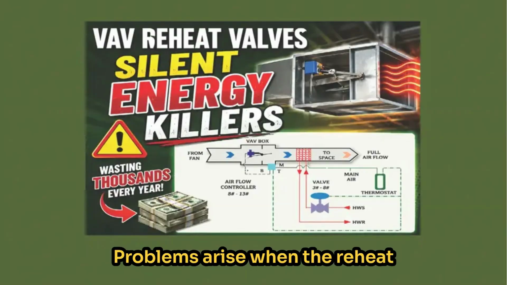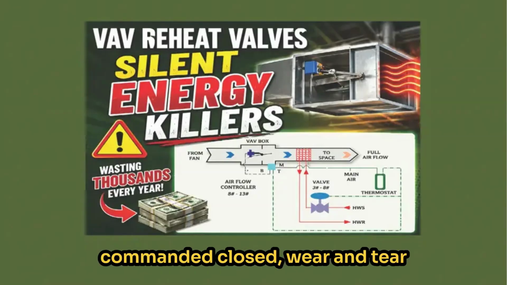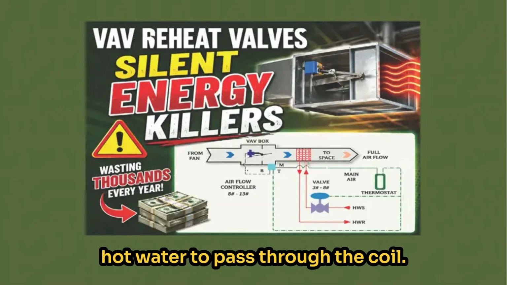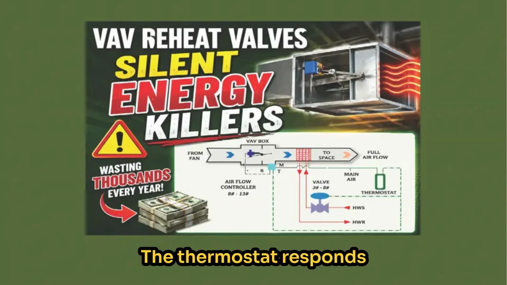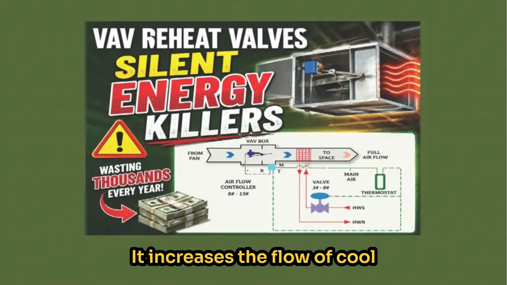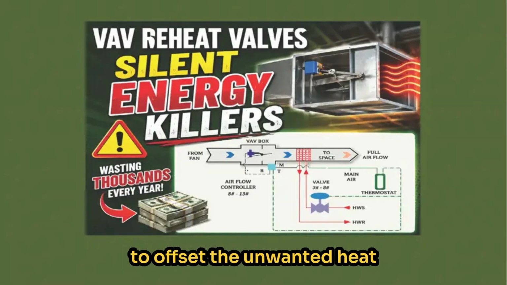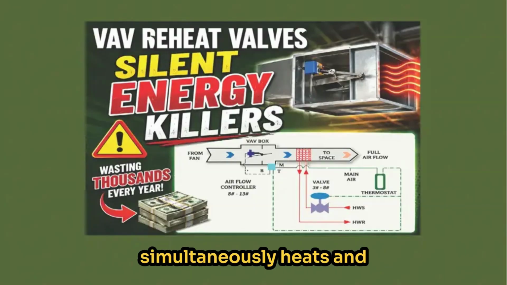Problems arise when the reheat valve seat becomes defective. Even though the valve is commanded closed, wear and tear on the valve seat or disc can allow hot water to pass through the coil. This unwanted heat enters the airstream and warms the space. The thermostat responds exactly as designed. It increases the flow of cool supply air through the VAV box to offset the unwanted heat from the leaking heating valve. As a result, the system simultaneously heats and cools the same space.